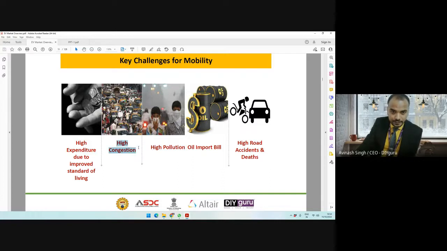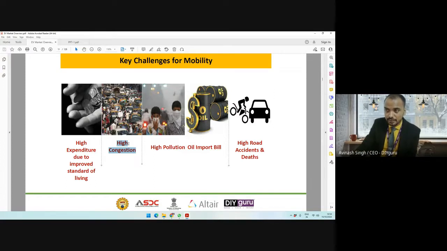High congestion is what we generally see everywhere on the road. There is high congestion because the number of vehicles is more. There are no proper traffic or safety rules being followed by the people, or even there are no strict policies regarding that. At times there are roads or highways which are not capable of taking care of the increasing number of vehicles on the road, right?